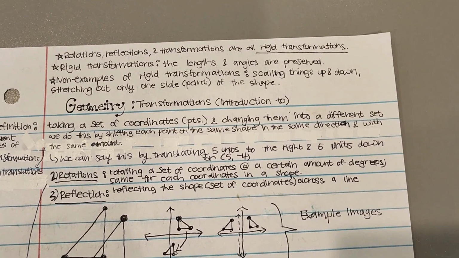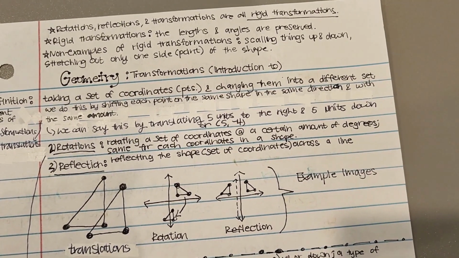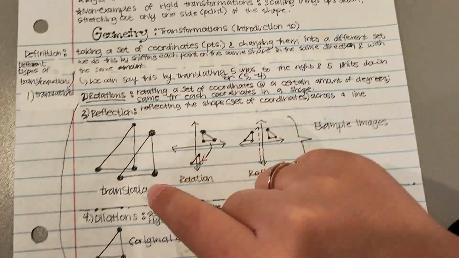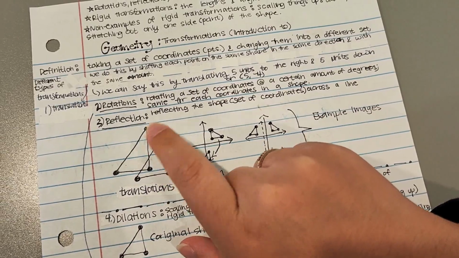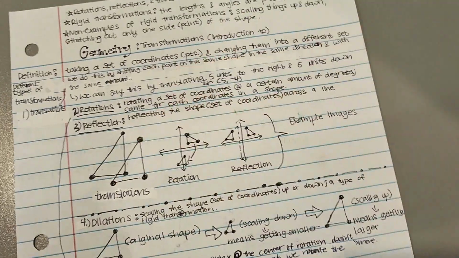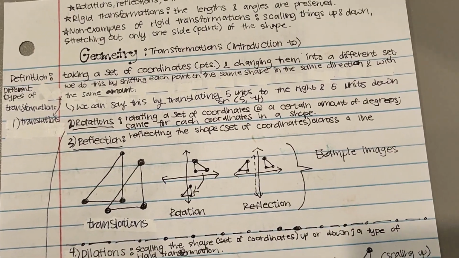The first one is translations. We do translations by shifting each point on the same shape in the same direction and by the same amount. I drew an image here. This is our original shape, but we moved it. We did a translation, and the angles and shape are preserved, and the size is preserved.